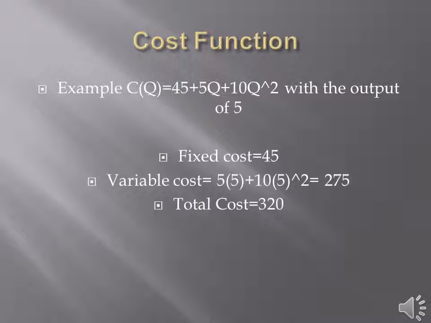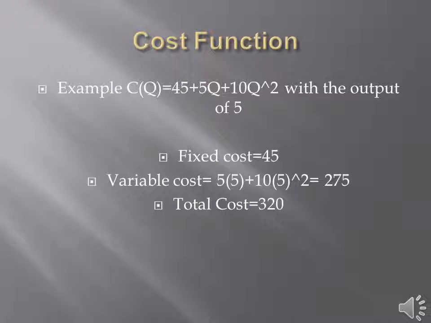So now that we kind of know what a cost function is, we're going to break it all down and put it all back together. As always, the example is C of Q equals 45 plus 5Q plus 10Q squared, and we're just going to use 5 as the output. So what's your fixed cost? The 45. What's your variable cost?